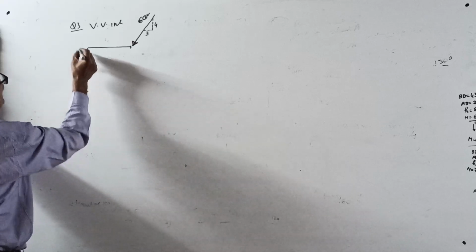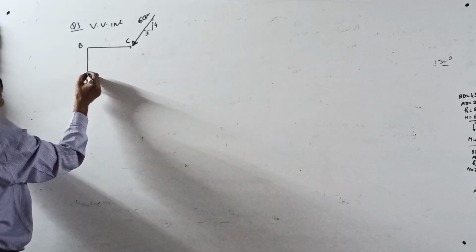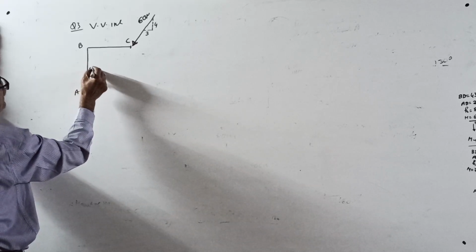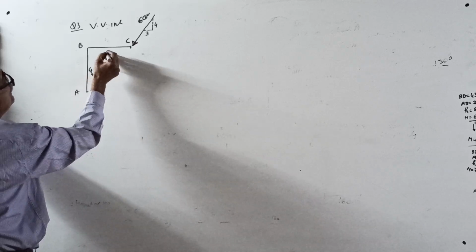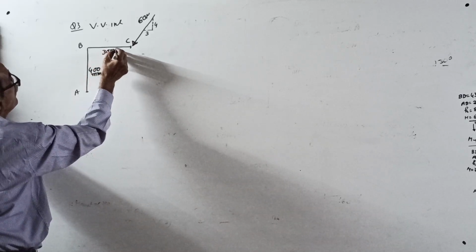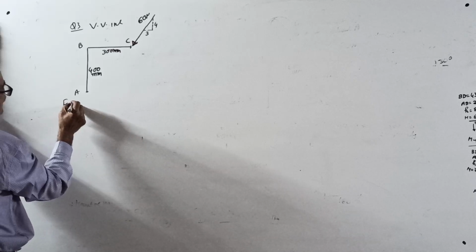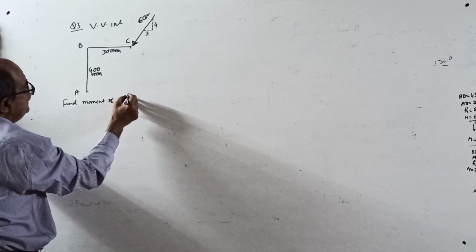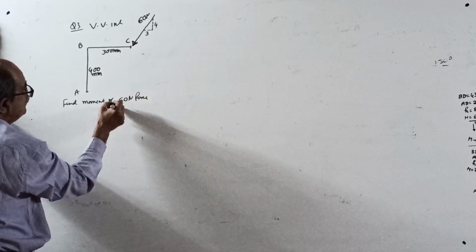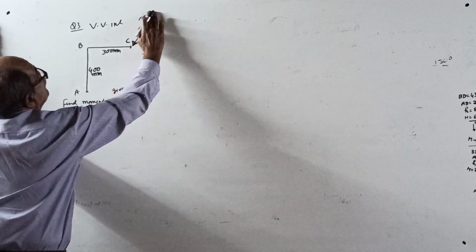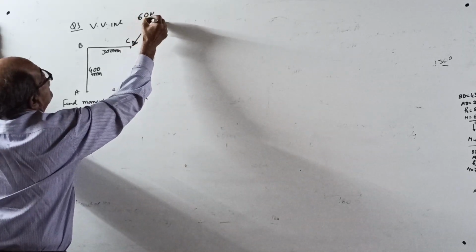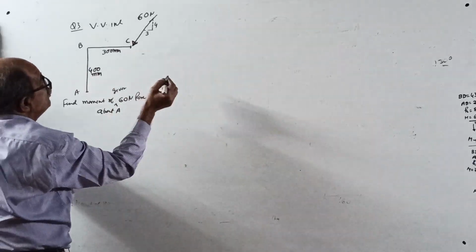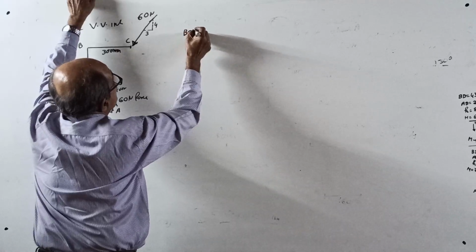Okay, ABC. Now I should be careful. This is 400 millimeter, this is 300 millimeter in the question given. Okay, start. Find the moment of the 60 Newton force about A. First do by basic concept.